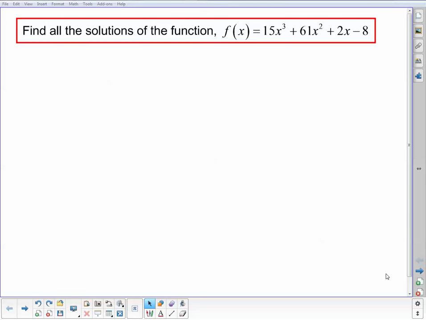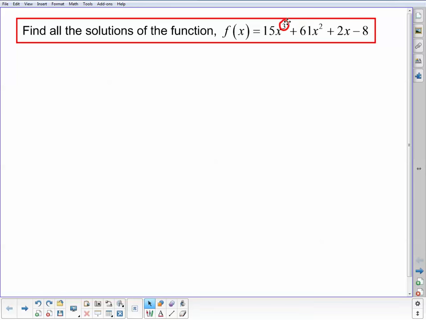Okay guys, what we're going to talk about in this tutorial is how to find all of the solutions of a function. What I always like to do first is determine how many solutions I have. To figure that out, we're going to take a look at the degree of a function. In this case, the degree of this function is 3. That means that when all is said and done, I should have a total of 3 solutions. So I have to make sure again at the end that I have 3 solutions.